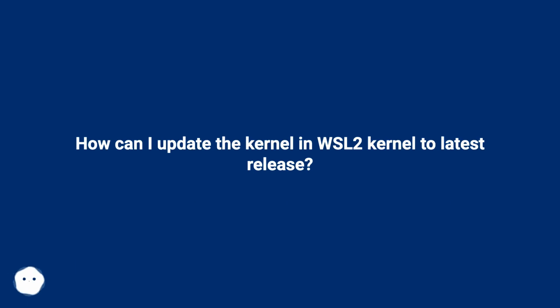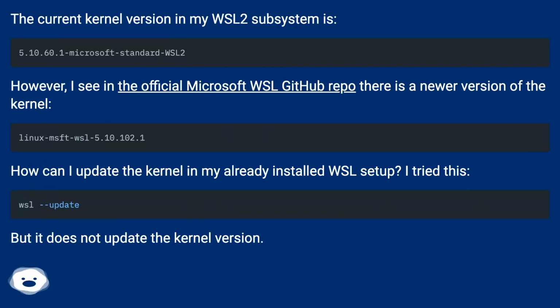How can I update the kernel in WSL2 kernel to latest release? The current kernel version in my WSL2 subsystem is. However, I see in the official Microsoft WSL GitHub repo there is a newer version of the kernel. How can I update the kernel in my already installed WSL setup? I tried this, but it does not update the kernel version.